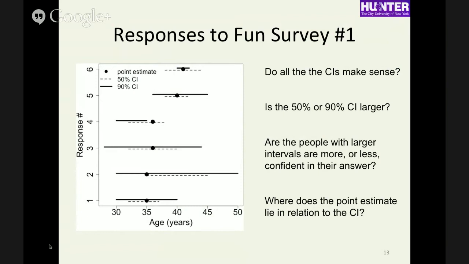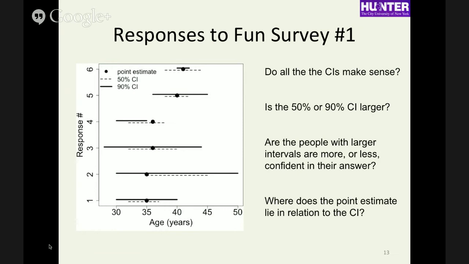So I like this exercise because it gets you to think about how to put an interval around your point estimate. And we can actually look at each one of these and think about what was the thought process behind these intervals. They're organized here from oldest guess at the top to youngest guess at the bottom. And I've plotted in dark bold the 90% confidence intervals, and in dashed lines the 50% confidence intervals.